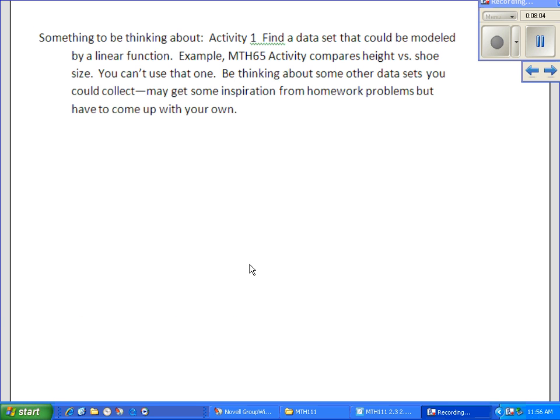And here's just something to be thinking about. Activity 1's going to be coming up soon. And in Activity 1, you have to find a data set that can be modeled by a linear function. So you can find something out of one of your other textbooks, something out on the web. You can collect your own data, conduct an experiment. But you want to be looking for something where you've got two variables that represent a linear relationship with each other.